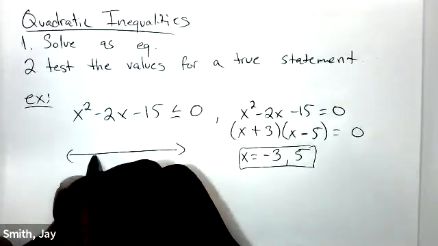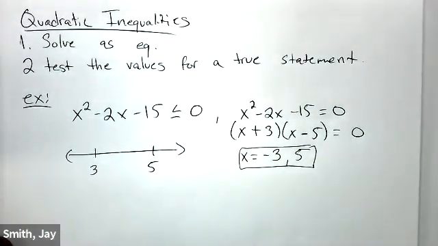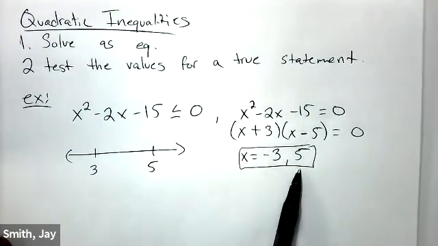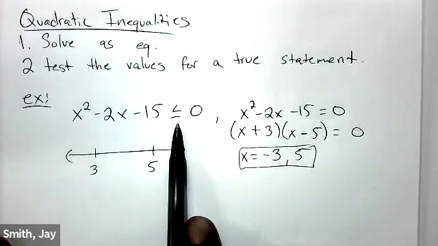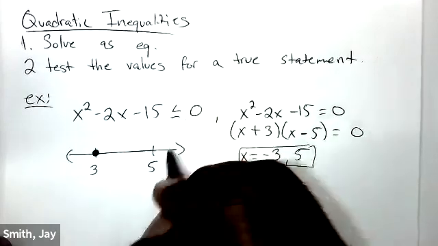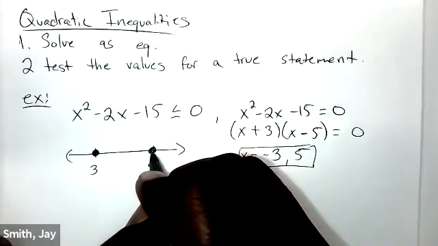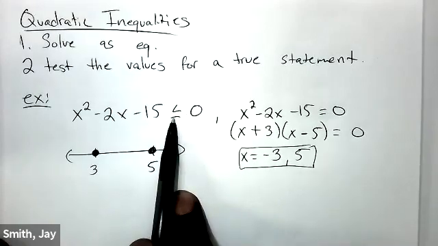Keep in mind, lesser value goes first. So we got -3 and we have 5. Remember, these values will make the quadratic equal to 0. The original question is less than or equal to 0. So that lets me know that both -3 and 5 are a part of my solution set, because these are the values that make it equal to 0, and this inequality has an or equal to sign attached to it.